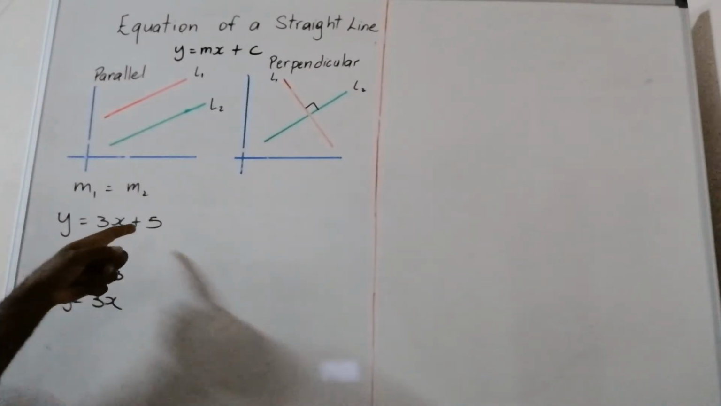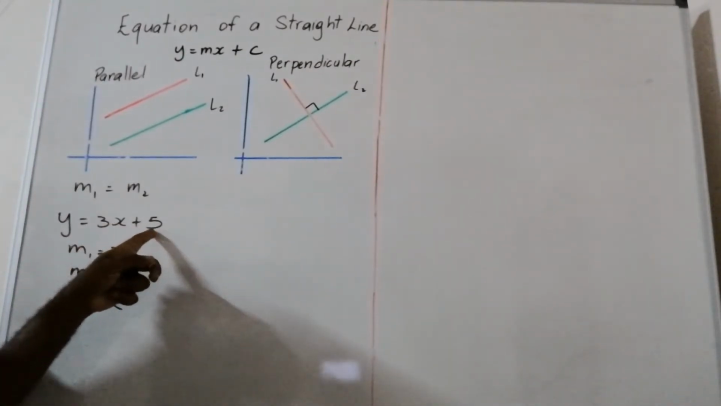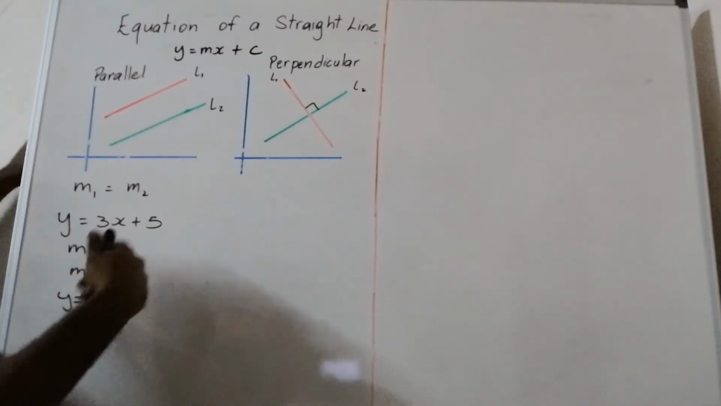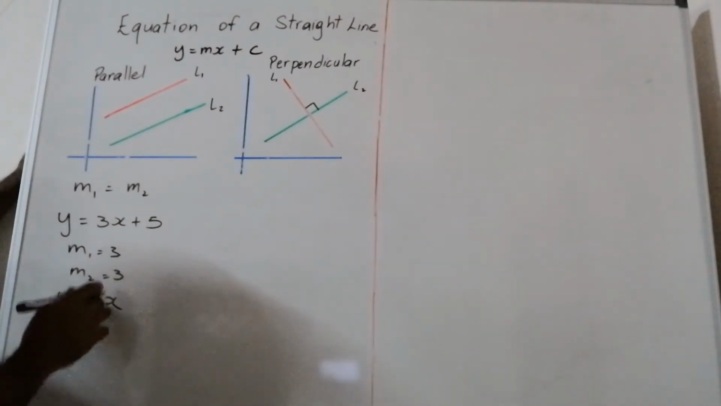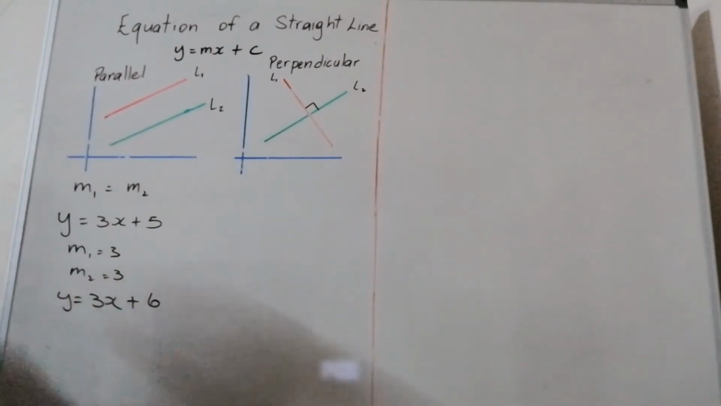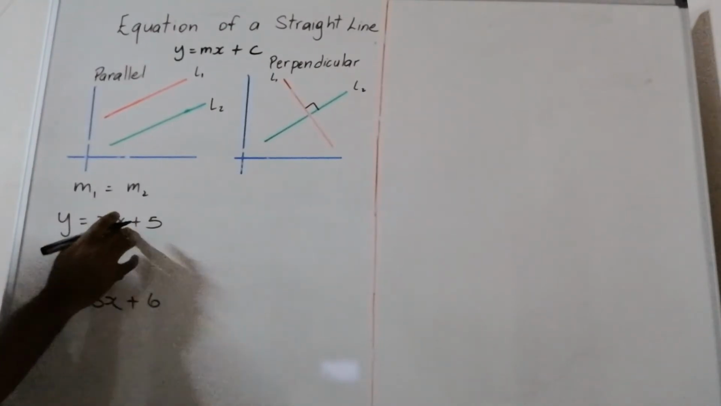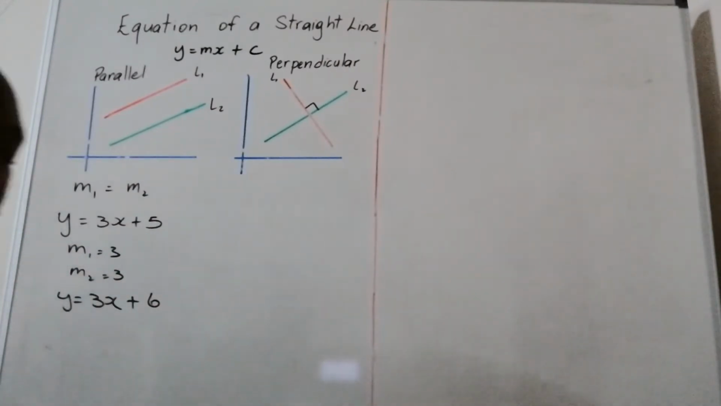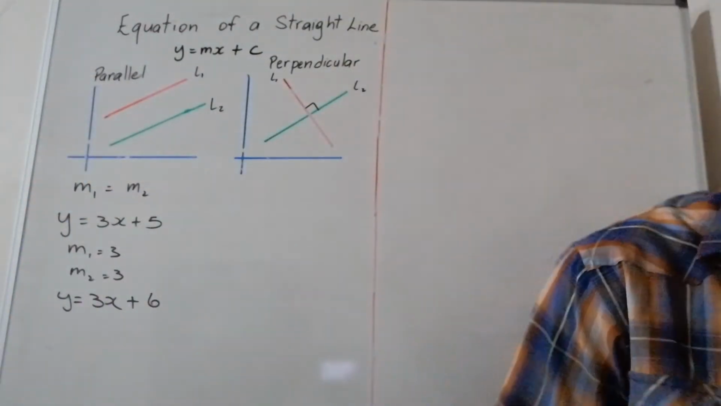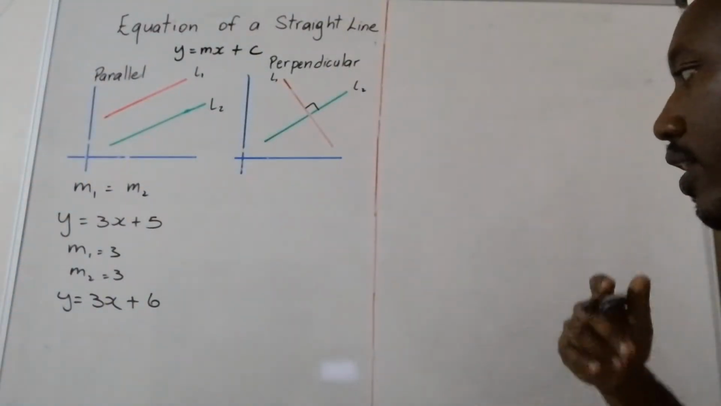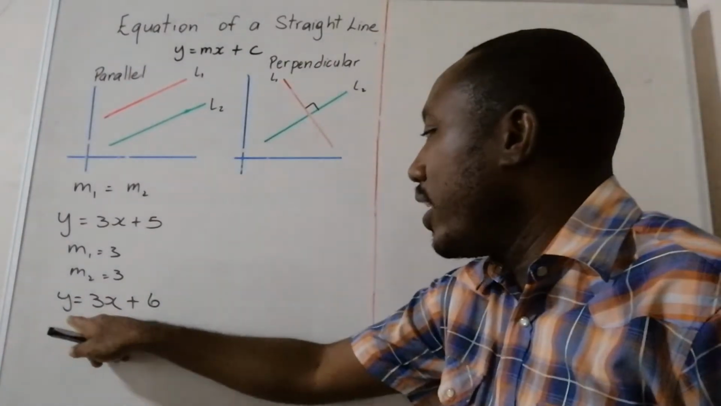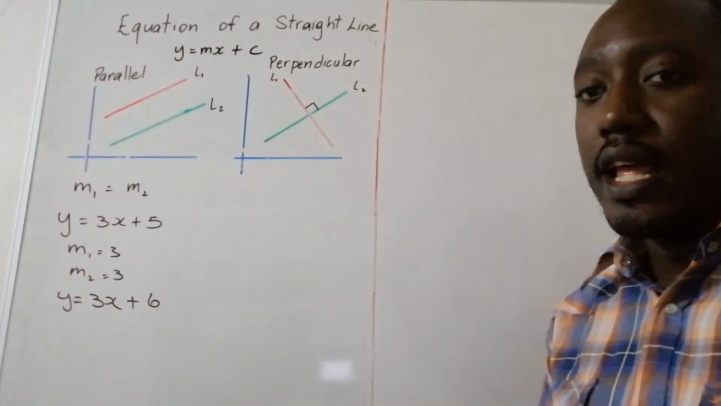The only thing we do is change our c value, and the c value could be any number you choose. That line will be parallel because the gradients are the same, plus 6. So these two lines are parallel because their gradients are the same. So if we were asked to find the equation of a line parallel to the other, all we need to do is write an equation with the same gradient.